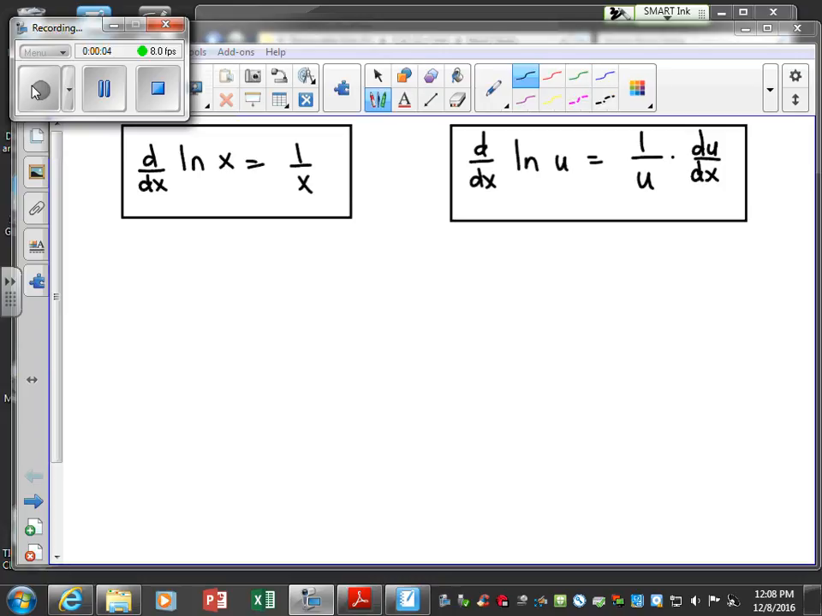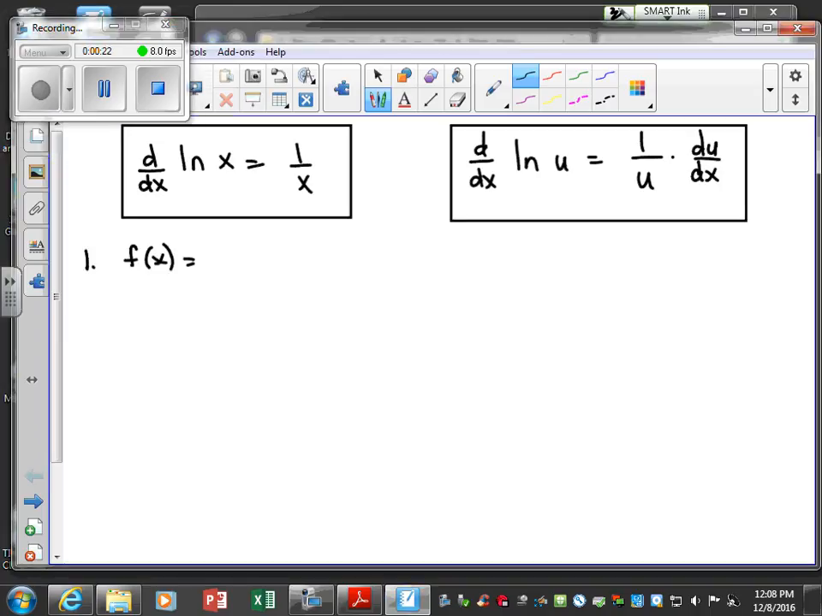Okay, we're doing some more derivatives, this time of natural log. So the derivative of the natural log of x is just going to be 1 over x. If your argument is more complex, then you'll have 1 over u times du dx. So let's see some examples.